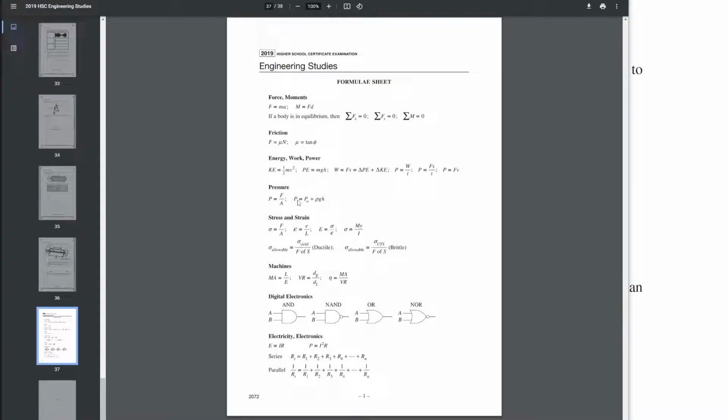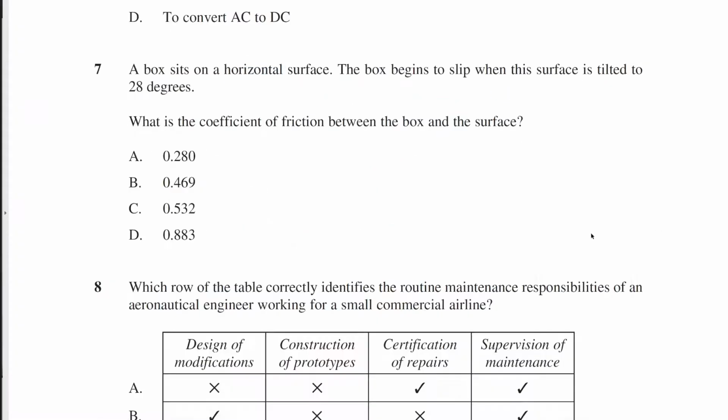The formula sheet, we have this formula here, mu equals tan phi. So if we plug in the inverse tan, or arctan is probably the more appropriate term, we get C is the answer there.